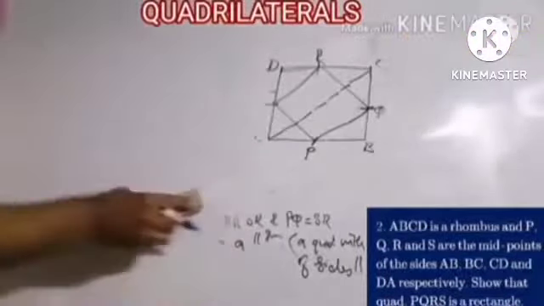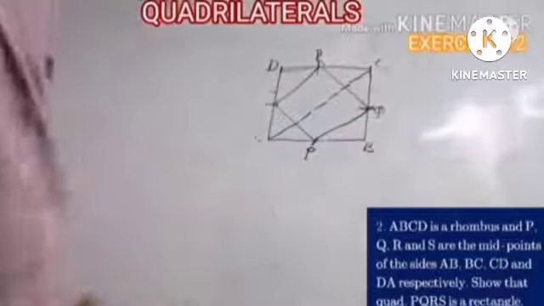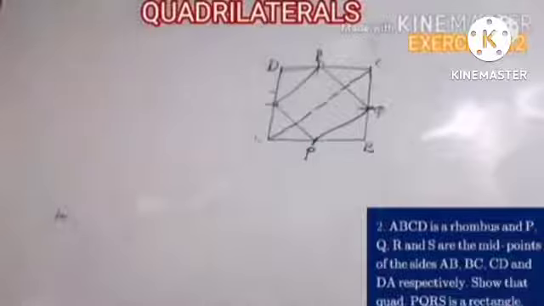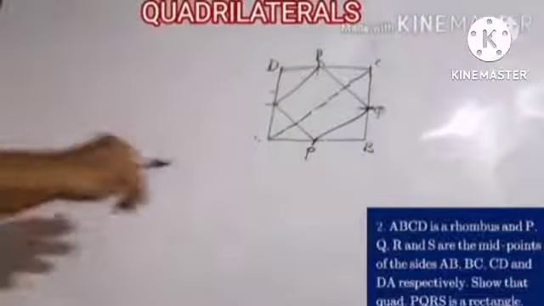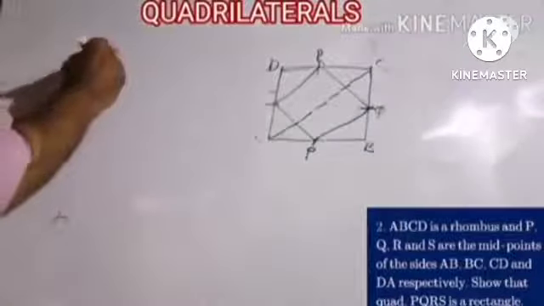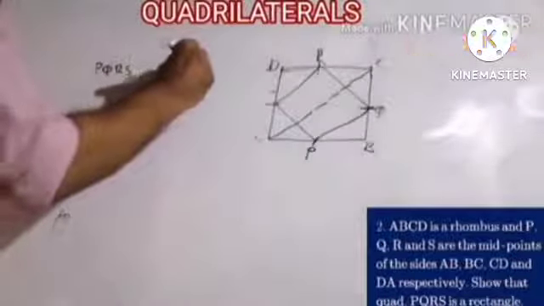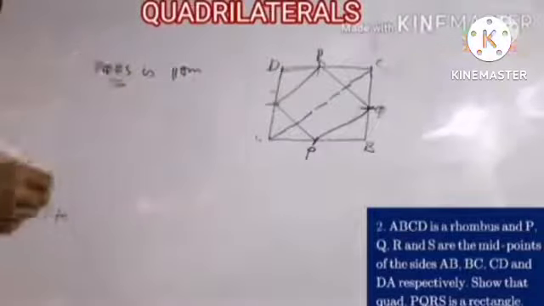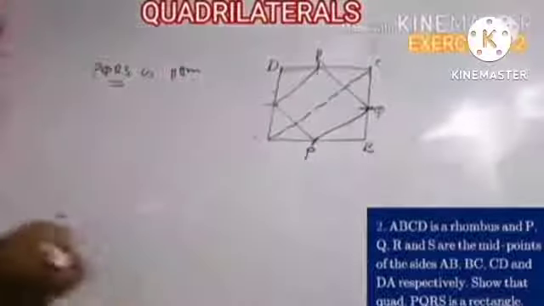So for a parallelogram to be a rectangle, we have to prove one of the angles of the parallelogram is a right angle. So when one of the angles is a right angle, all the other three also will be right angles. Okay. Now we have PQRS is a parallelogram. We proved PQRS is a parallelogram. Now consider we have to prove one of the angles is a right angle.